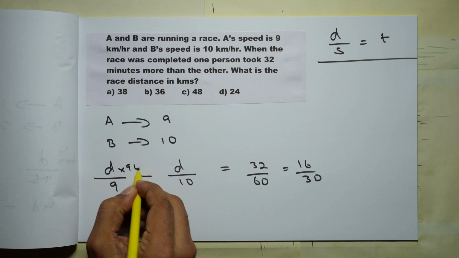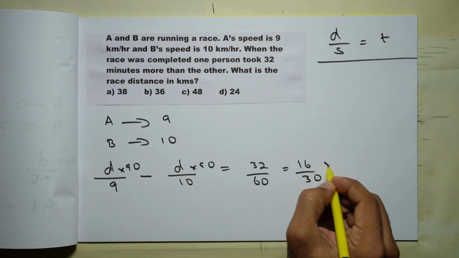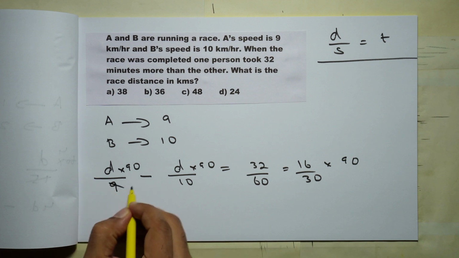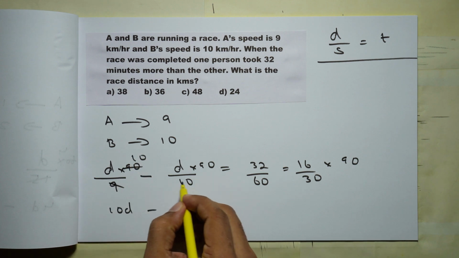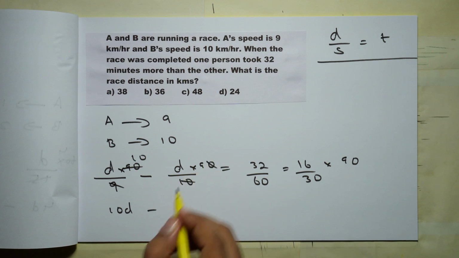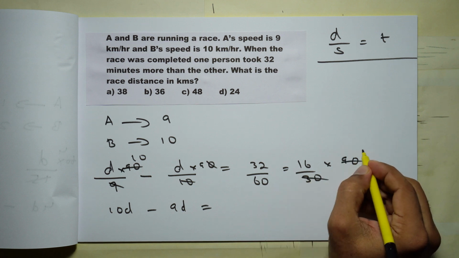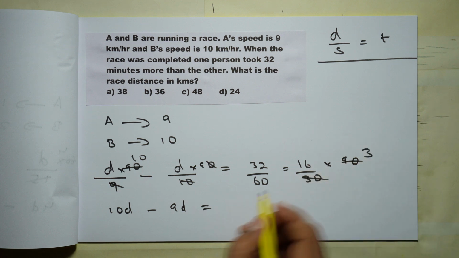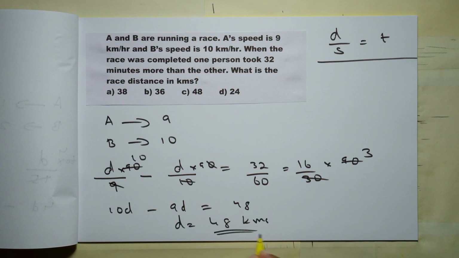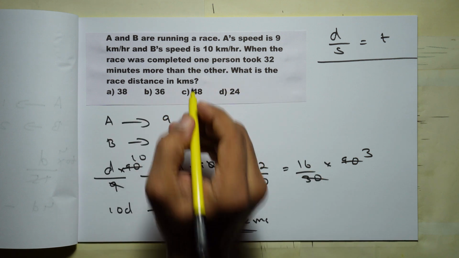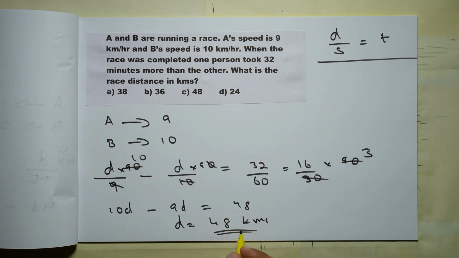So I'll multiply throughout by 90. Here 9 divides 10 times, so 10d. 9 into d gives you 9d. 30 divides 3 times, and 16 into 3 is 48. So 10d minus 9d, d is equal to 48 kilometers. So what is the race distance? That is d. d is equal to 48 kilometers, option C.